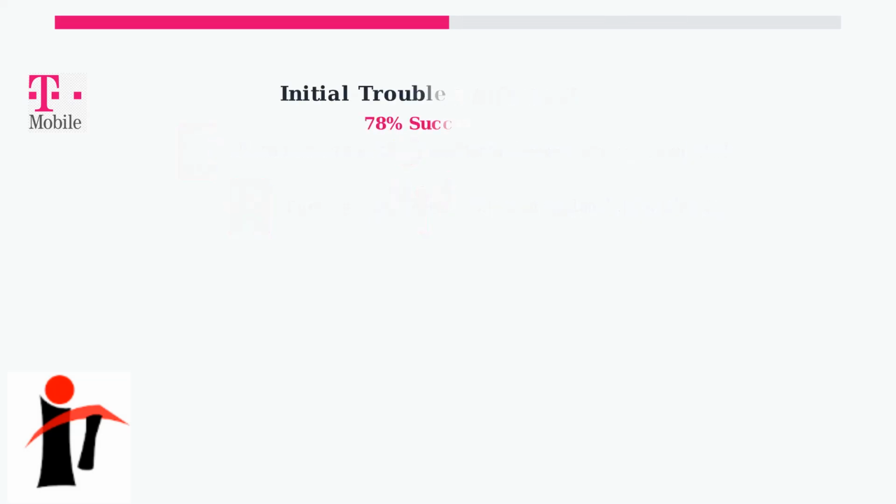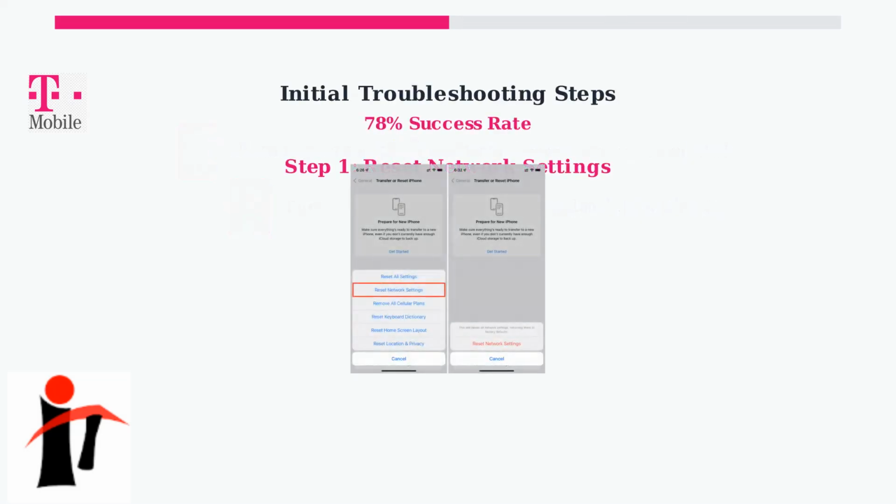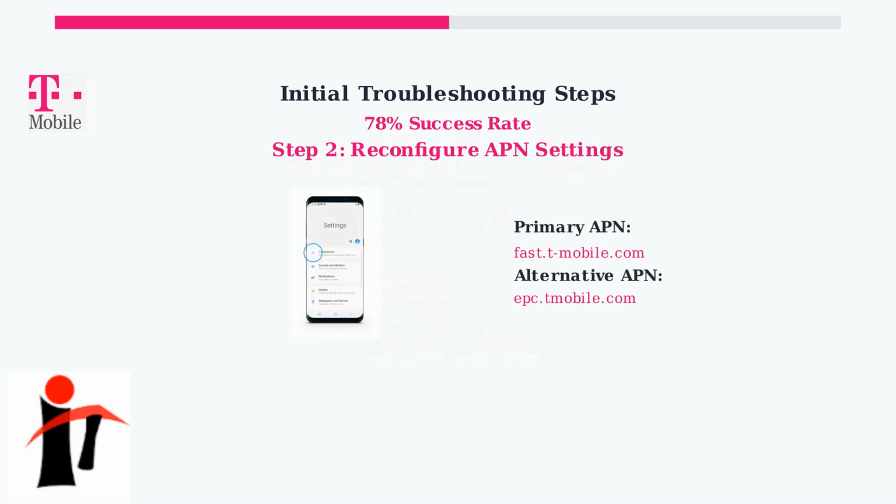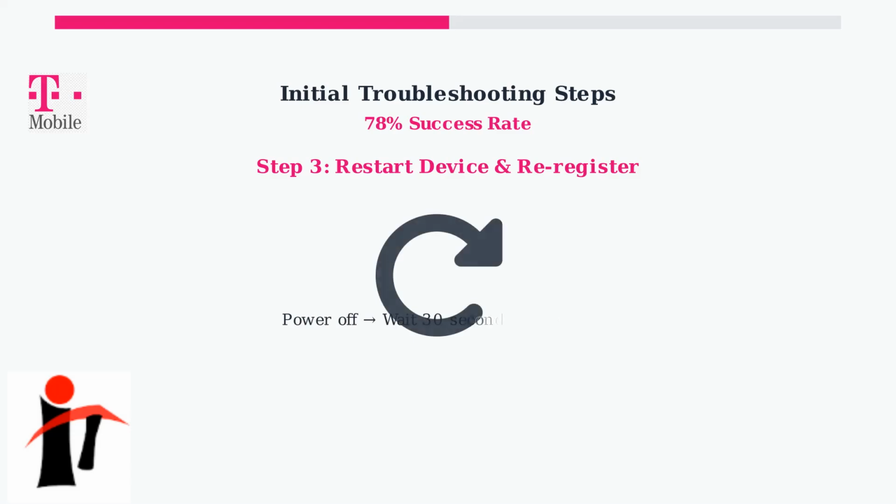Now let's look at the 4 immediate troubleshooting steps that resolve approximately 78% of Error 2 cases. The first step is to reset your network settings. The second step is to reconfigure your APN settings. These are the access point name settings that tell your device how to connect to T-Mobile's network for data and messaging. Step 3 is to restart your device and allow it to re-register on the network. This refreshes your connection and can resolve authentication issues.